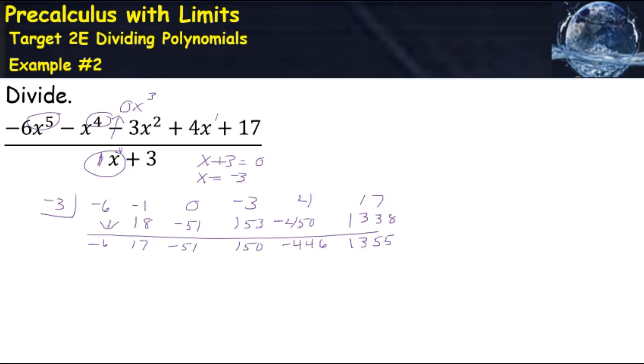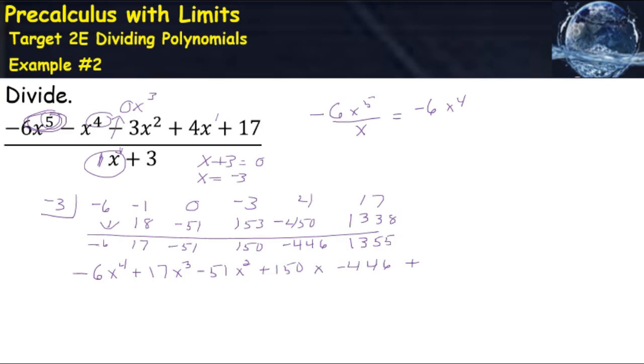Okay, so now I just have to come up with a polynomial that this represents. So this was x to the 5th, and I divided by an x. So that's going to give me a 6x to the 4th, and this was actually negative, so it's going to be negative 6x to the 4th. You just reduce the power by 1. It was 5th, now it's 4. Then plus 17x cubed minus 51x squared plus 150x minus 446. Then plus my 1355, which is the remainder, over what I was dividing by, which is x plus 3.